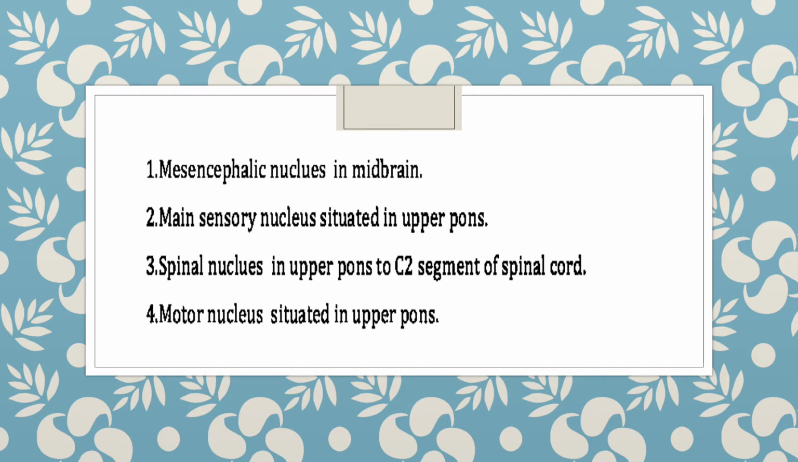The main sensory nucleus is present in the upper part of the pons. Then the spinal nucleus extends from the upper part of the pons up till the level of the second cervical segment of the spinal cord. The upper three nuclei are the sensory nuclei. The fourth is the main motor nucleus of the trigeminal nerve, located in the upper part of the pons, just close to the main sensory nucleus.